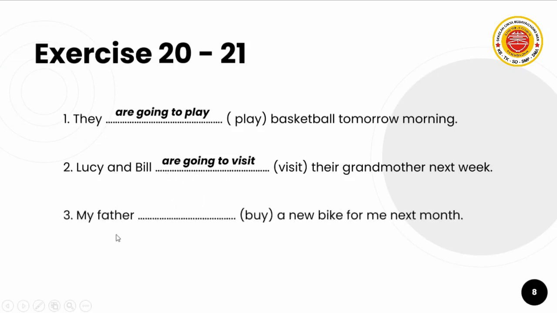Number 3. My father blank blank blank buy a new bike for me next month. My father, only one person. My father, cuma satu orang. So we are going to use is. So my father is going to buy a new bike for me next month. Okay, now for the rest of the questions in exercise 20 and 21, you have to do it by yourself.